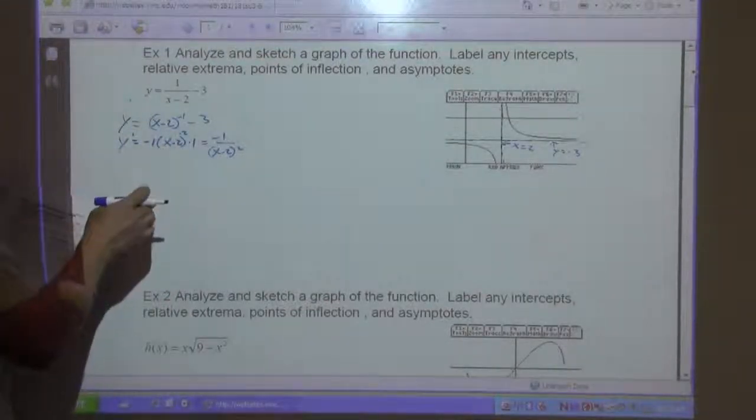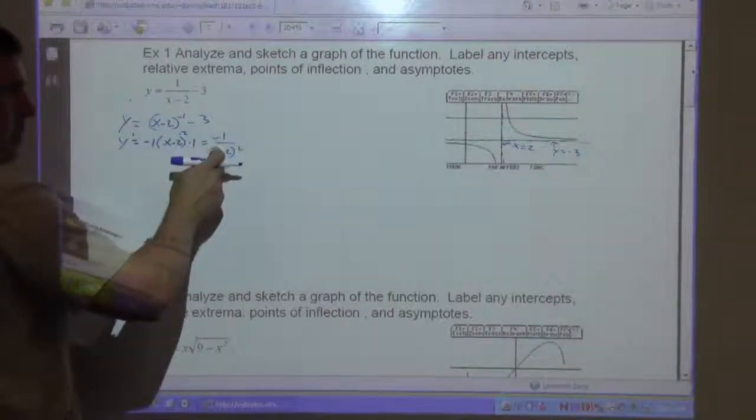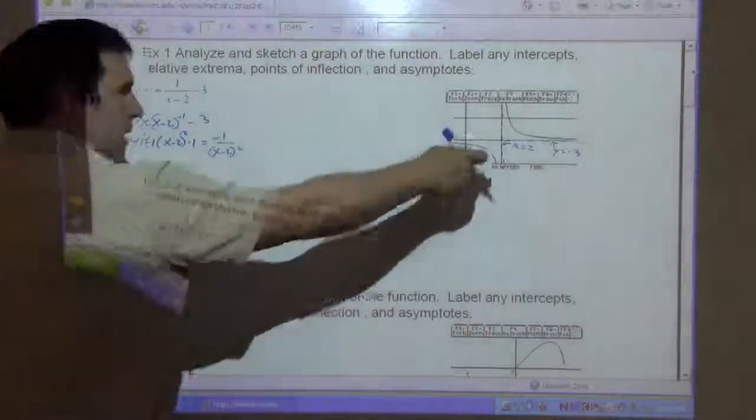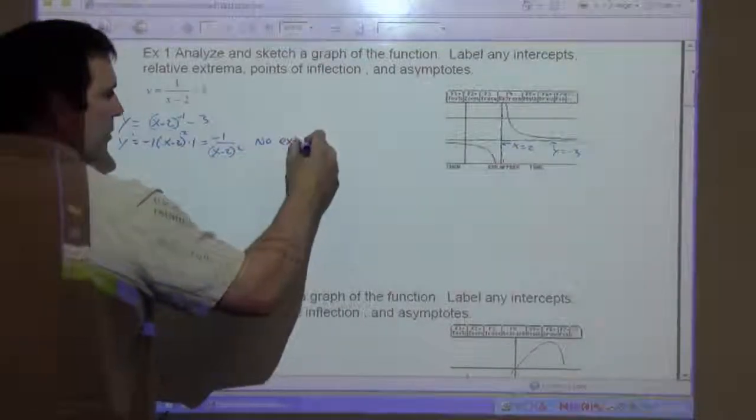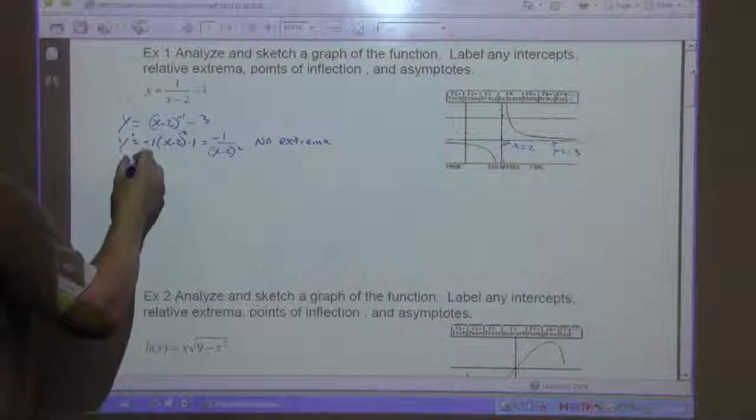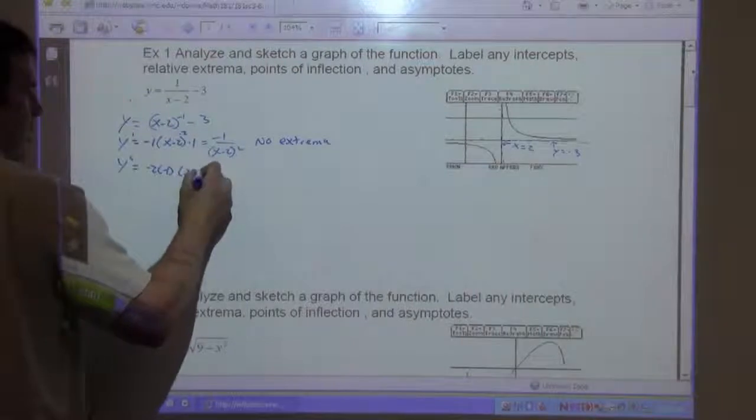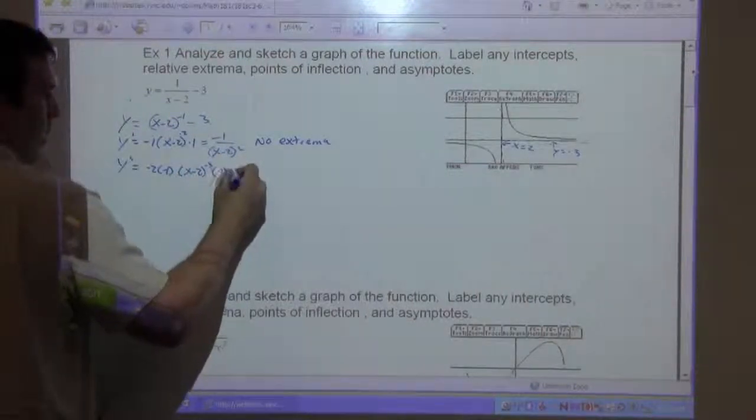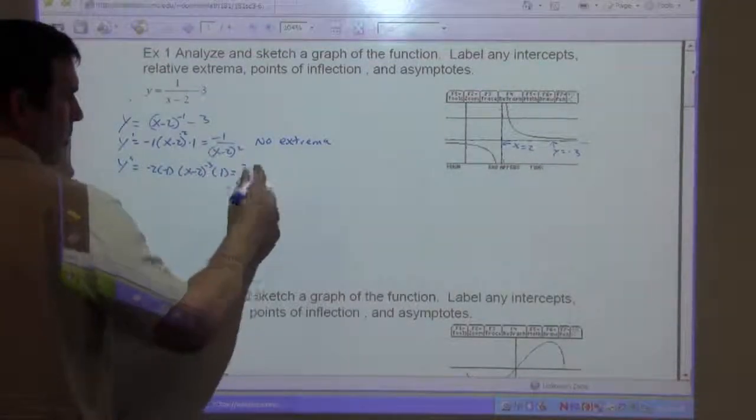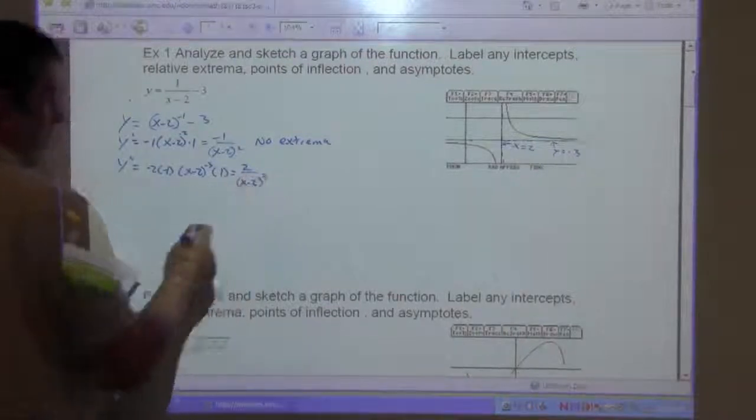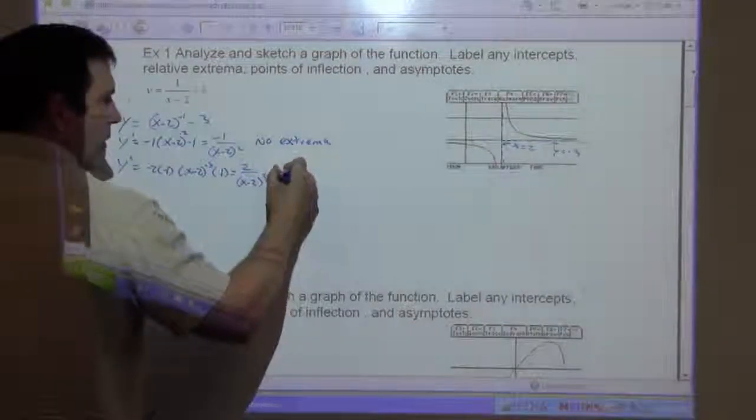Now, so that's our first derivative. And from this, we have no place where it's going to be 0. We still have x being 2 is going to make the denominator 0, but that's not going to be a value that's in the original domain. So no extreme values, no extrema. Y double prime will be negative 2 times negative 1 times x minus 2 to the negative 3 times the 1, which is going to be 2 over x minus 2 cubed. Again, there's no place where this is going to be 0, so there are no inflection points.